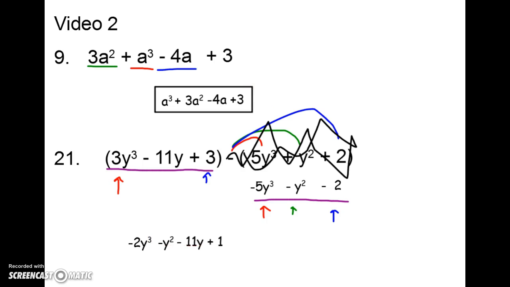So that's what it looks like to go through and solve this problem. We had to do our rewrite, distribute that negative through, then go through the problem and combine our like terms.